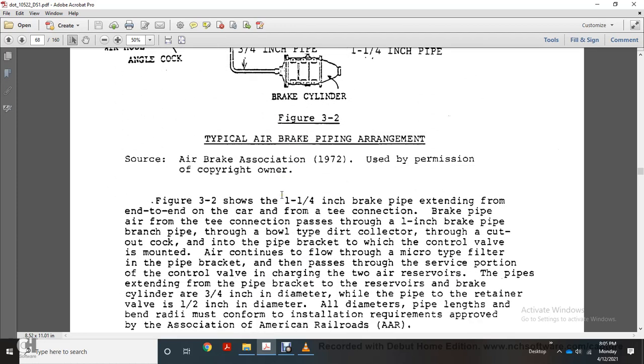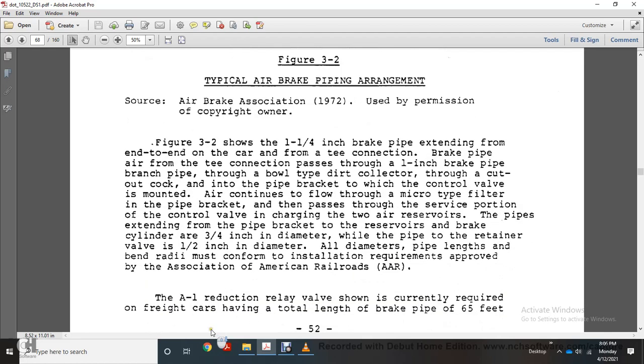Figure 3.2 shows the 1 1/4 inch brake pipe extending to the two ends of the car, with a T branch for the brake pipe air. A connection pad for the 1 inch branch pipe has a bowl type dirt collector through the cutout cock, and the brake pipe bracket, on which the control valve is mounted. The air continues to flow through a microfilter, through the service portion of the control valve, charging the two air reservoirs. The pipe extends with the air pipe bracket to the reservoir and brake cylinders at 3/4 inch diameter, while the pipe for the retainer valve is 1/2 inch diameter. All the diameters, pipe lengths, and bend radii must conform with the installation requirements approved by the Association of American Railroads.